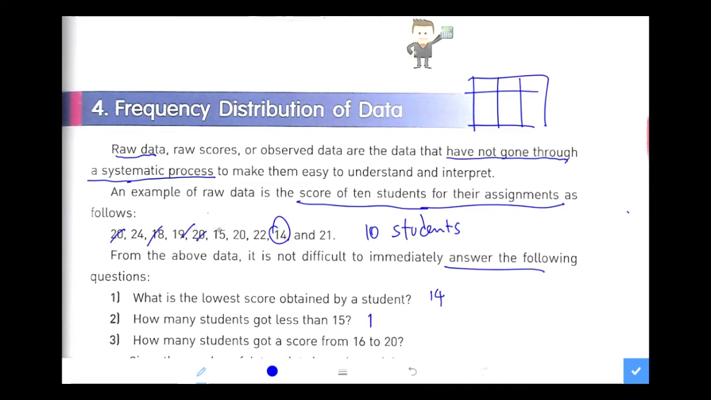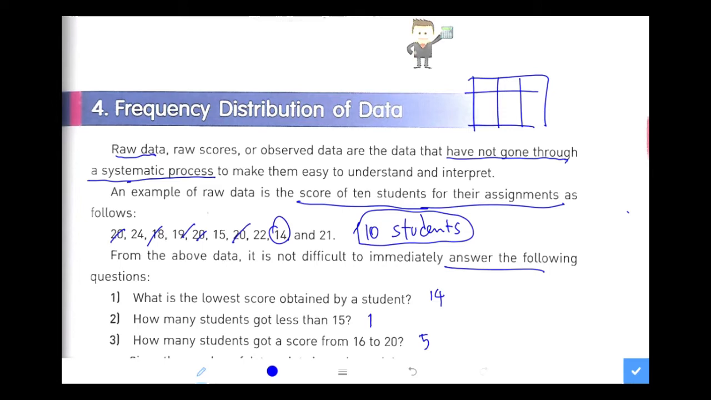That is 4, right? 15, no, too small, right? 20, it's okay. So that's your 5. 22, too big, right? 14, too small. 21, too big. So your answer is 5. You see, right? When the size is not big, when you don't have many people, you can answer those questions in like 1 minute.